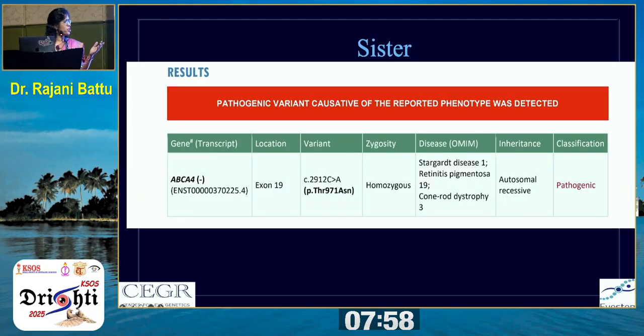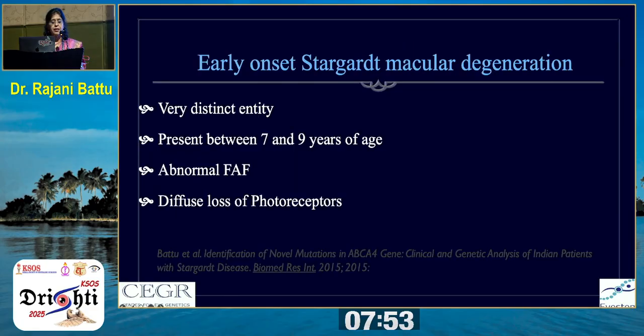Now, again, unfortunately for the parents, this child also had two mutations in the ABCA4, and this is a very distinct entity. Early onset Stargardt disease, I probably in the last 15, 18 years have seen at least about 6 children with early onset Stargardt who don't get diagnosed in time, because the only symptom they come up with is blurred vision. And unless you investigate, you can't make out that there is something wrong at the macula.